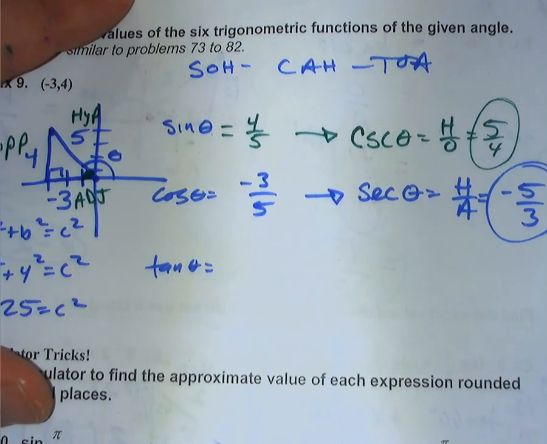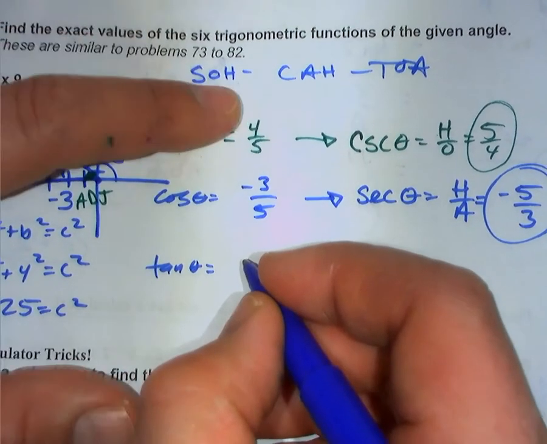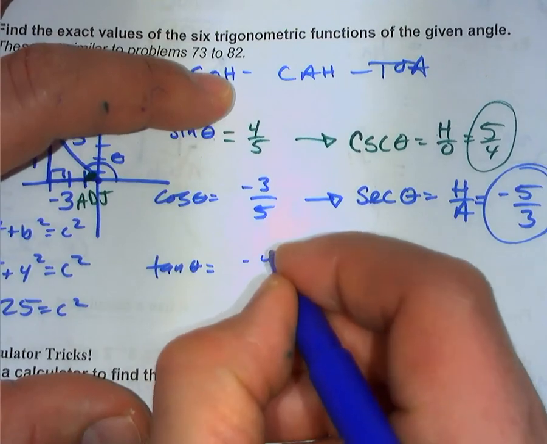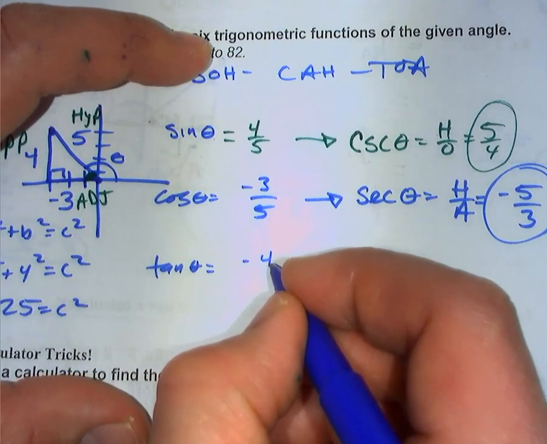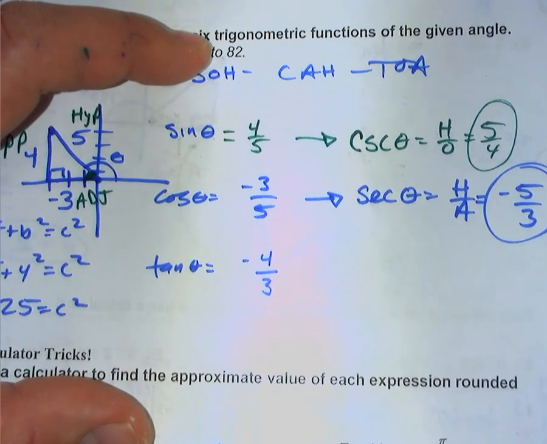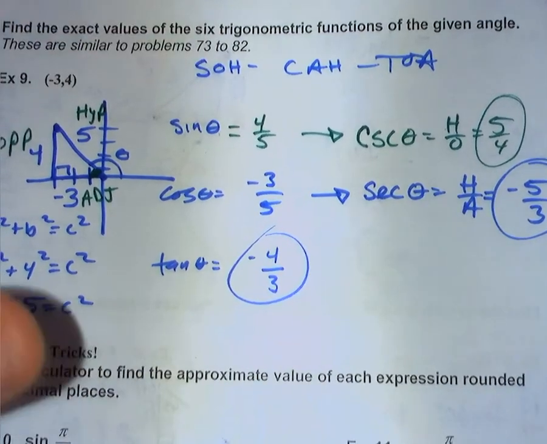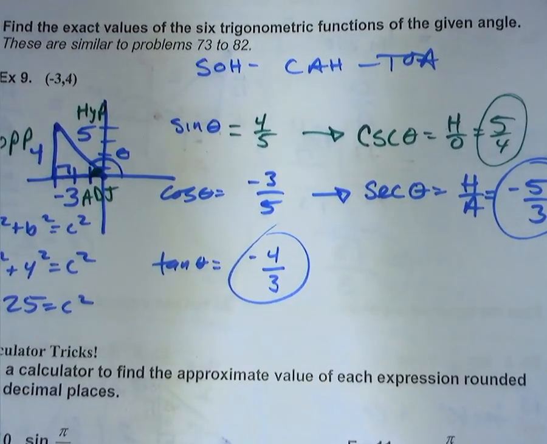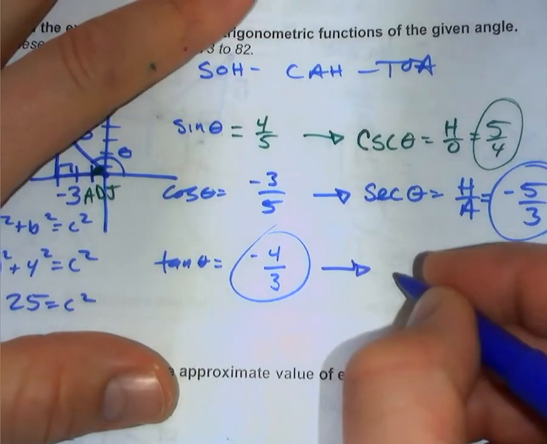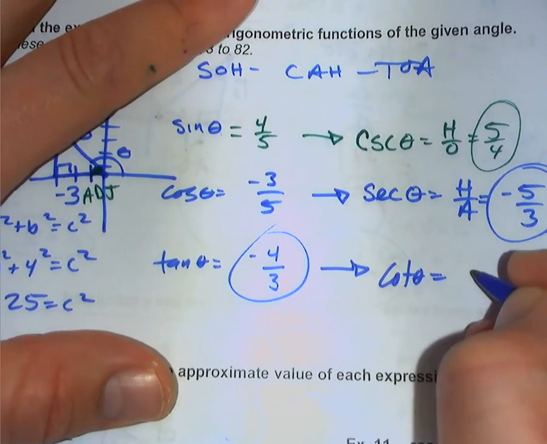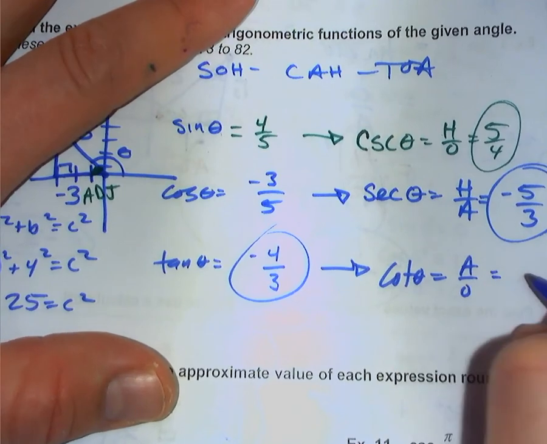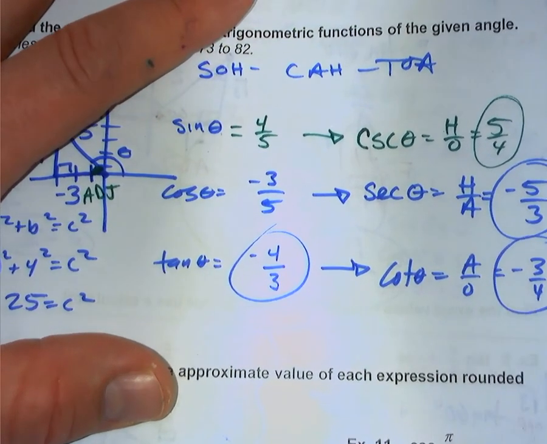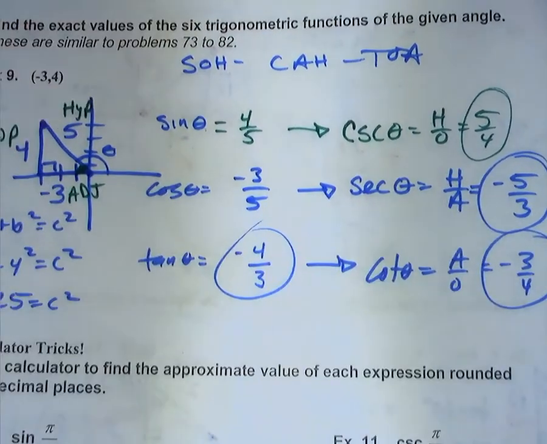What's tangent? What's TOA? So opposite over adjacent, so negative 4/3. If you have 4 over negative 3, it's the same fraction, just a different place to put the negative. And then cotangent, what's cotangent? Negative 3 over 4. Negative 3/4, either way, perfect.